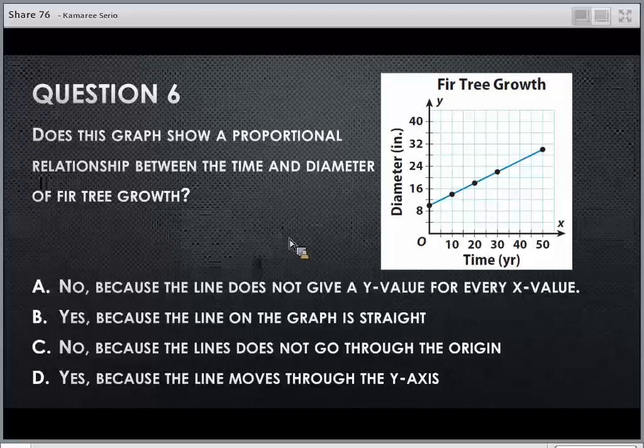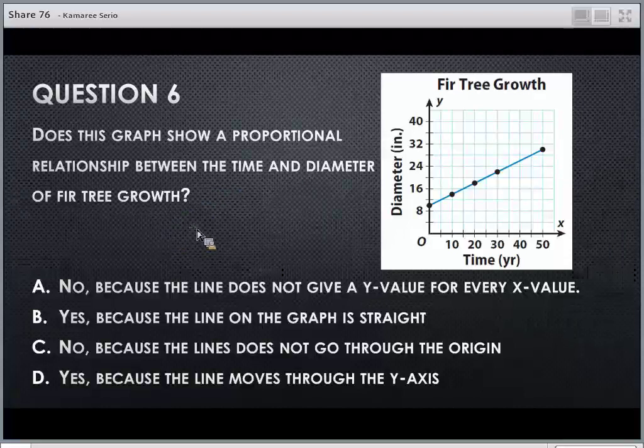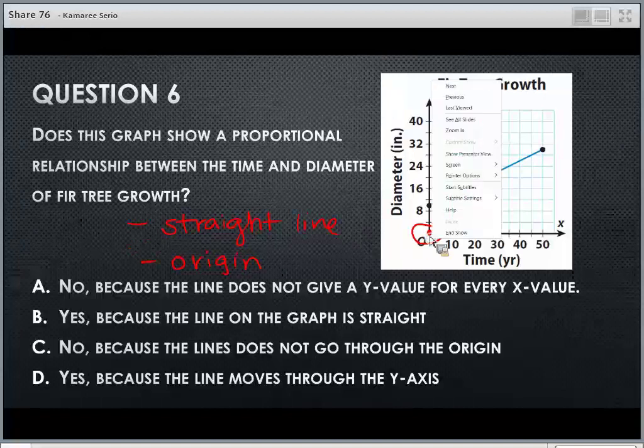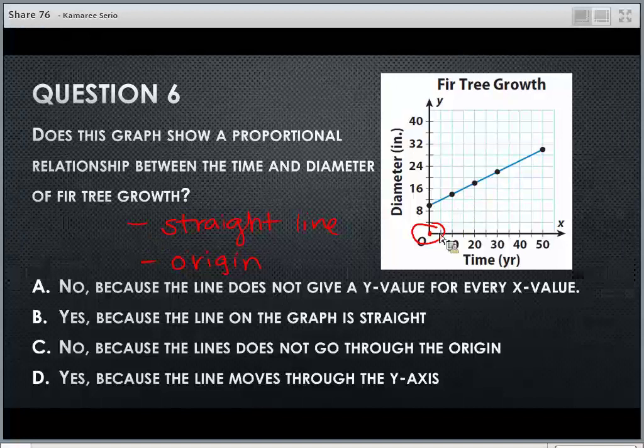Alrighty, does this graph show a proportional relationship? Well, let's see. For something to be proportional, it has to be a straight line, and it has to go through the origin. Now, the origin is down here. The origin is 0,0. Okay, right here. Now, this line is straight, but it does not go through the origin. So it cannot be yes, because it is not.